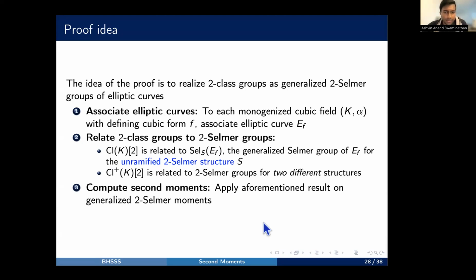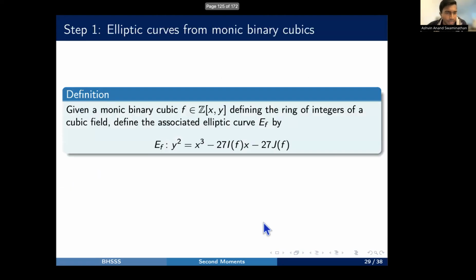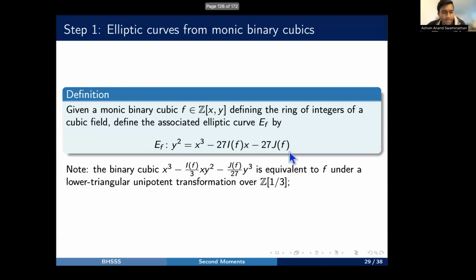Okay, so let's execute these steps. The first step is to construct an elliptic curve. So given a monic binary cubic form f that defines a ring of integers of a cubic field, we associate an elliptic curve E_f by y squared equals x cubed minus 27 times that quadratic polynomial I of f x minus 27 times that cubic polynomial J of f. So that's it. That's the association.